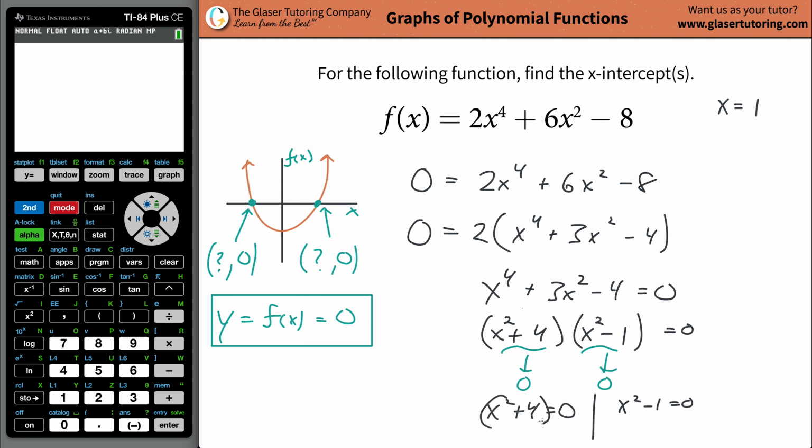You're like, wait a minute, shouldn't it be a -4 in there? That would be a perfect square, and you'd be right. What happens here is that this turns out to have some imaginary roots. Watch. Go to your calculator.